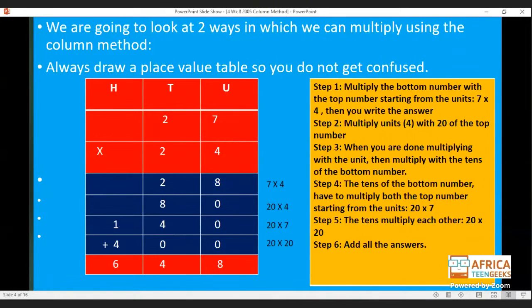Remember, always write down the units, and we carry the tens. So the answer is 14. We write down 4, which is the units, and we carry 1, which is the 10. So we carry it here on the hundreds. So we say 1 that we carried plus 1, we get 2, and then 2 plus 4, we get 6. And then the answer is 648.